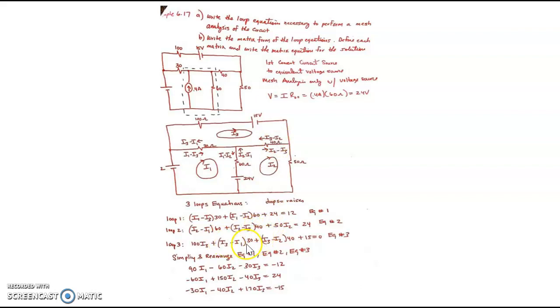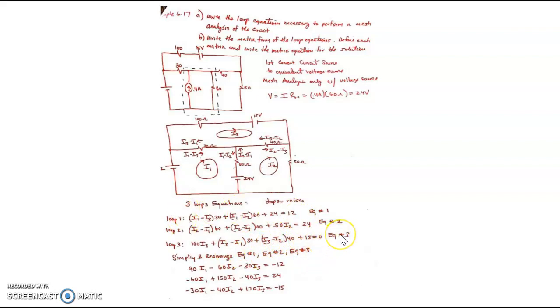Oh, sorry. I'm here. 40 is going to be 40 times I3 minus I2. I continue. And here I'm going to have 30. I3 goes that way, and I1 goes that way. So it's going to be 30 times I3 minus I1, and then I equate the whole thing to 0.